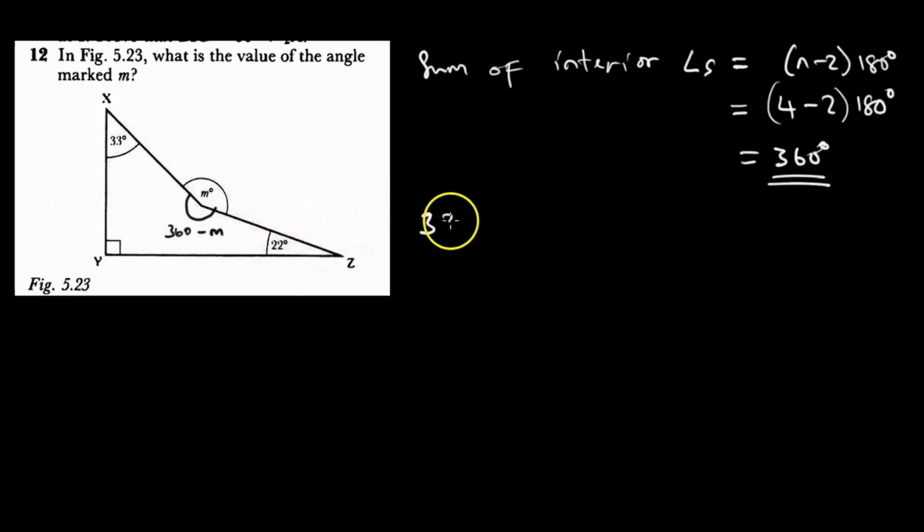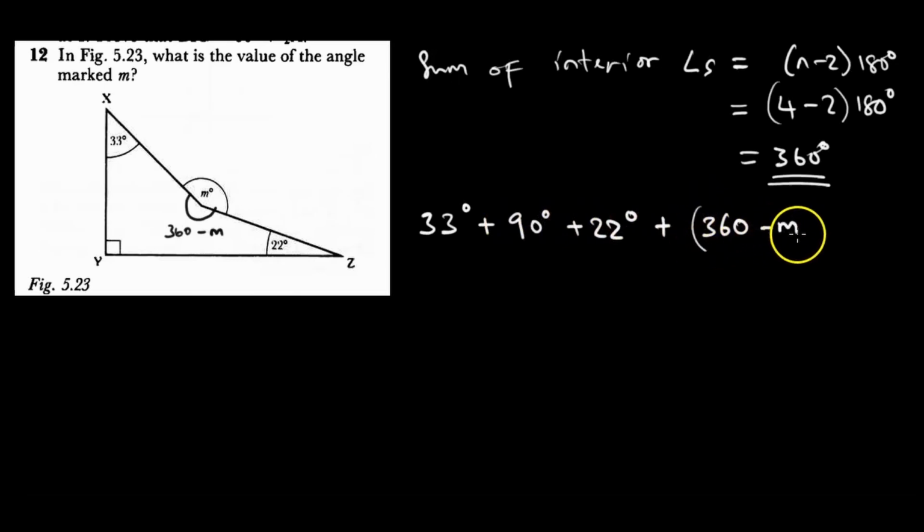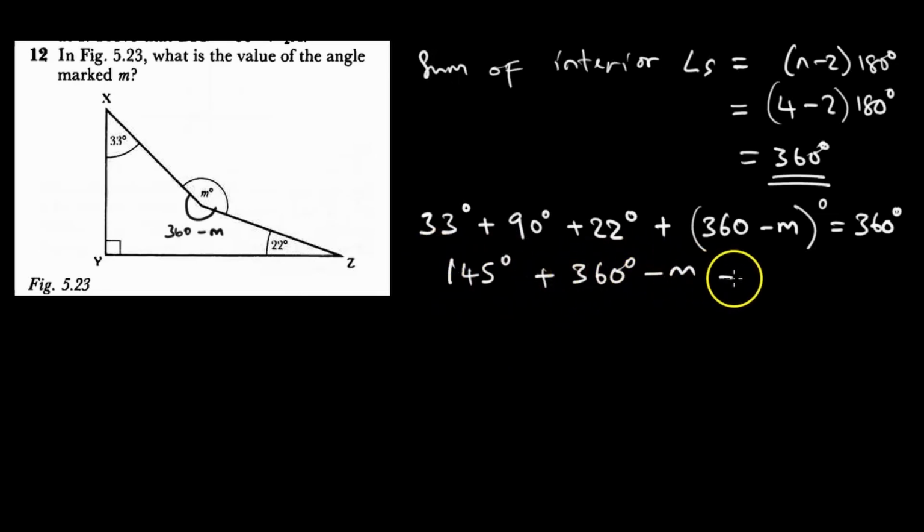So let us do it. 33 degrees plus 90 degrees plus 22 degrees plus 360 minus m, it's degrees, remember, is equal to 360 degrees. So let us add what we can add. 33 plus 90 plus 22 ndiani? 33 plus 90 plus 22, it's 145. So 145 degrees plus 360 degrees minus m is equal to 360 degrees.